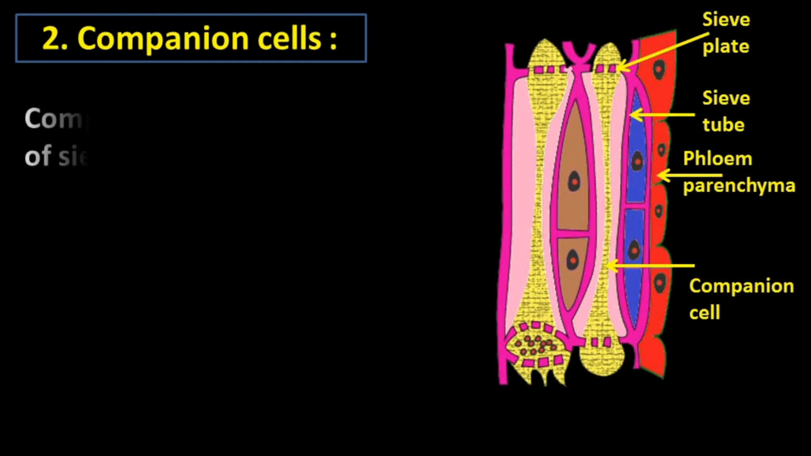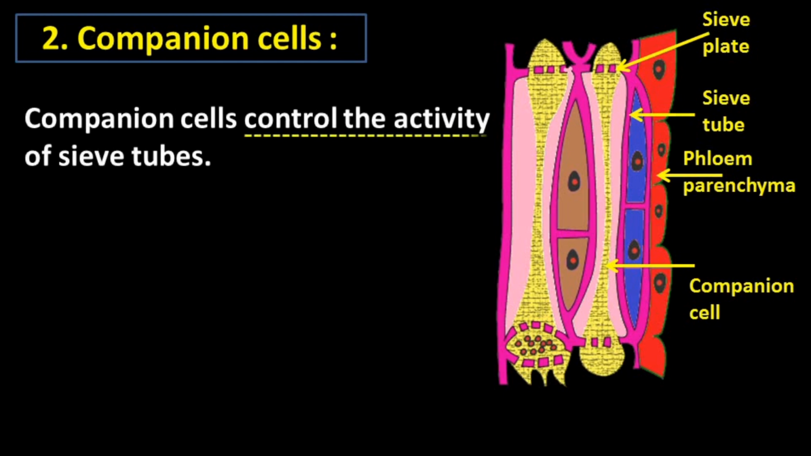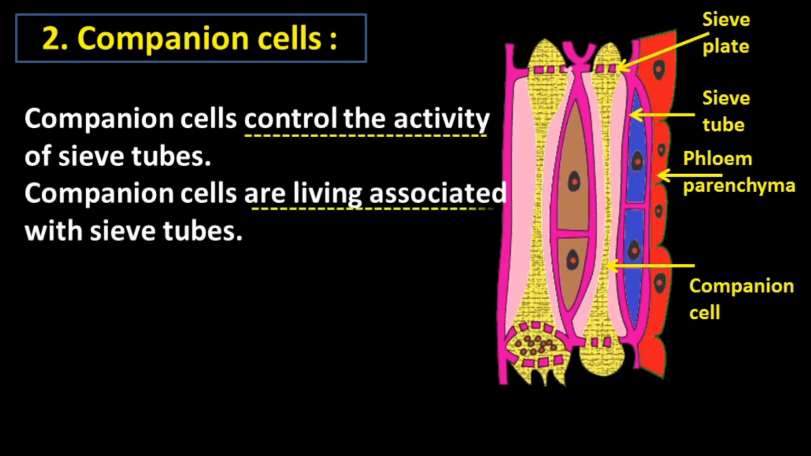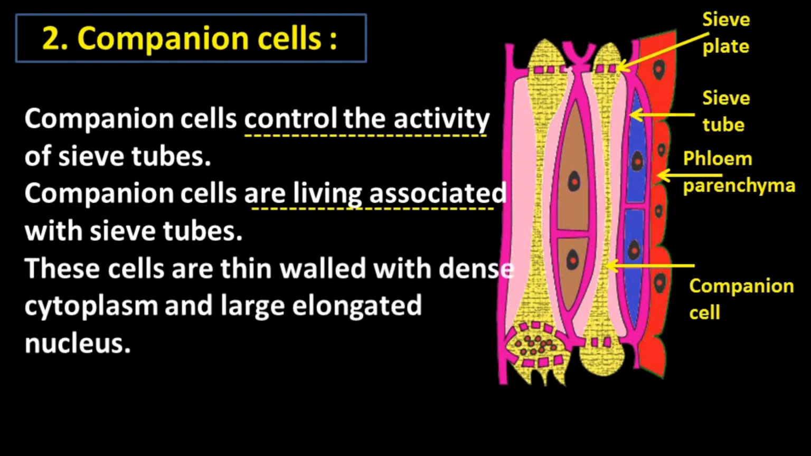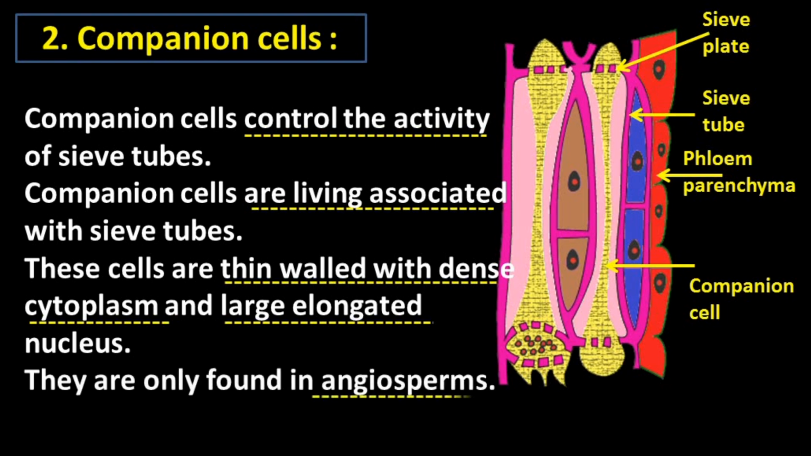Companion cells. Companion cells control the activity of sieve tube. Companion cells are living associated with the sieve tube, and these cells are thin-walled with a dense cytoplasm and large elongated nucleus. Dense cytoplasm, large elongated nucleus, and these are living associated with sieve tubes. They are only found in angiospermic plant. These are absent in gymnospermic plant.